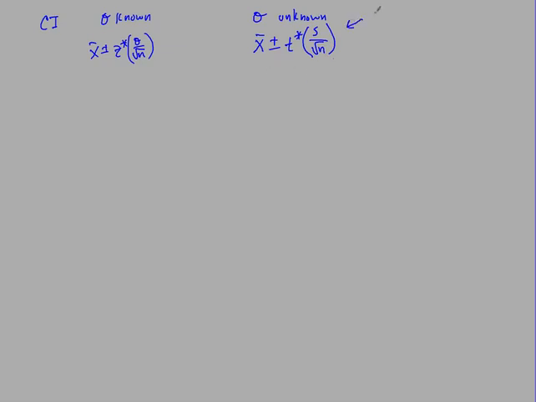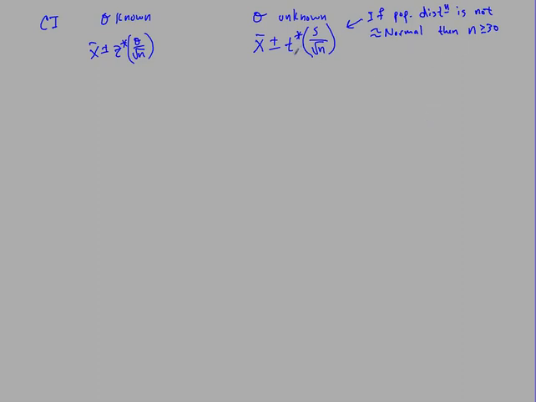And for this case, we have a couple of conditions. If the population distribution, the original distribution, is not approximately normal, then n has to be greater than or equal to 30, around 30. If it is, then we're free to go.